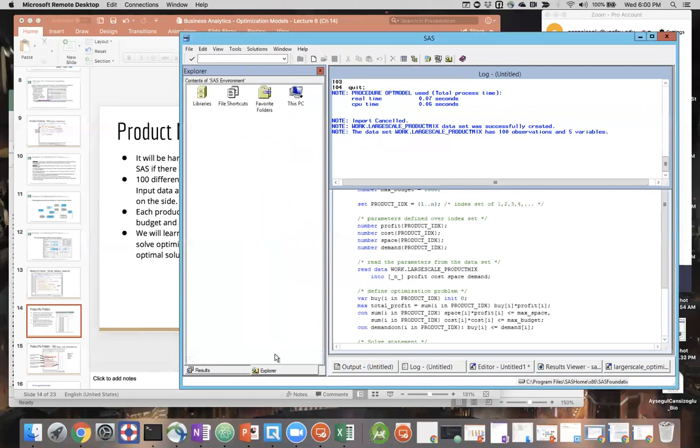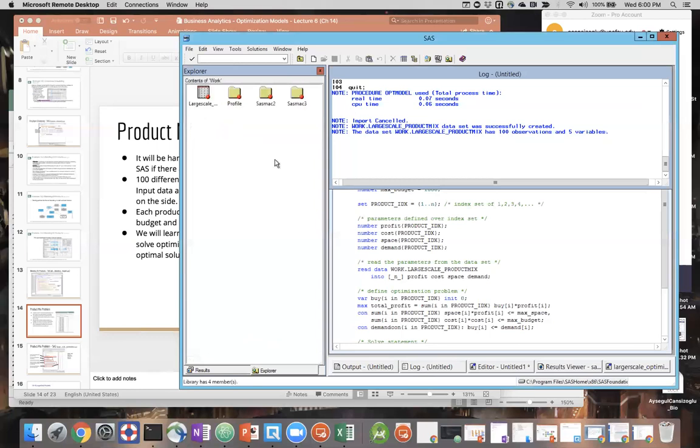So again, what I did is here, I hit the Explorer. Under Explorer, there are libraries. Data sets are kept in libraries. Libraries are like drawers, basically, or folders, right? And we have multiple libraries. These are default ones, you don't need to worry about them. But the one that we keep is the work, which is the temporary library.